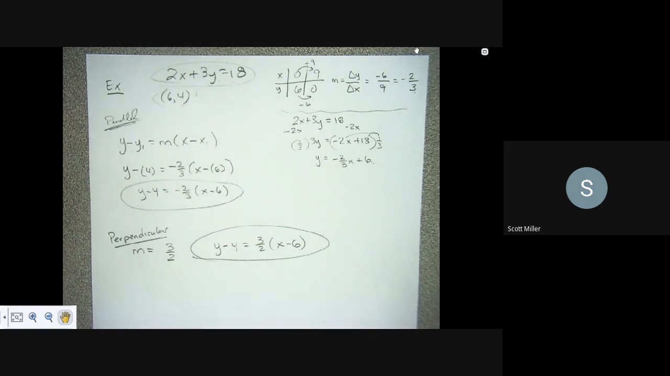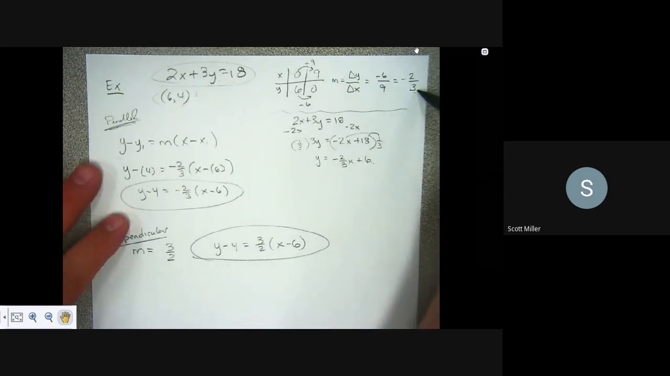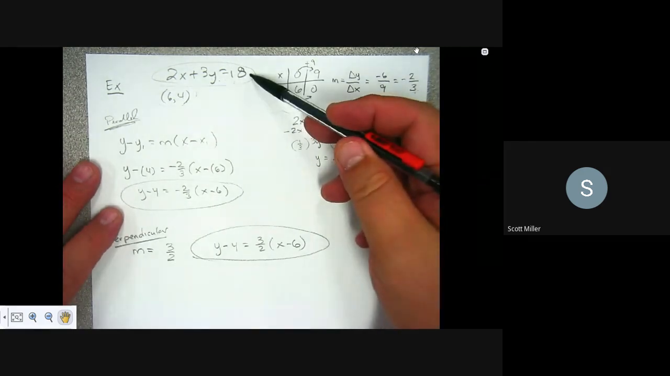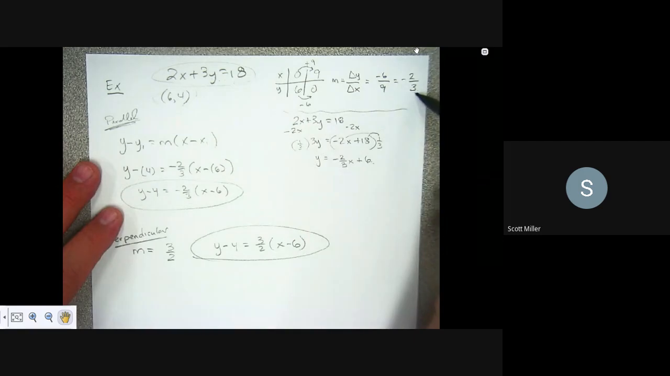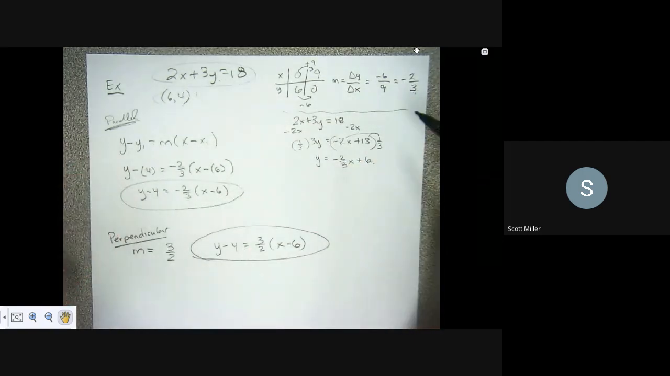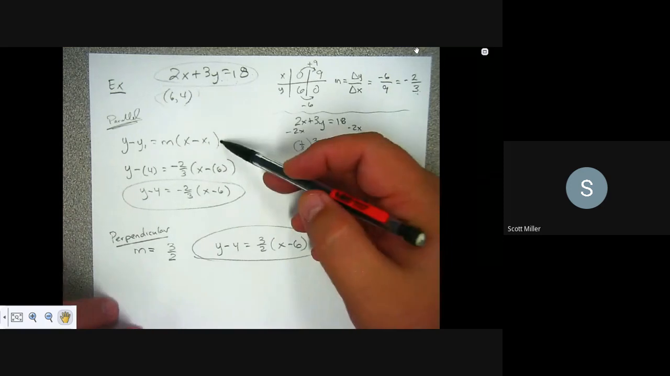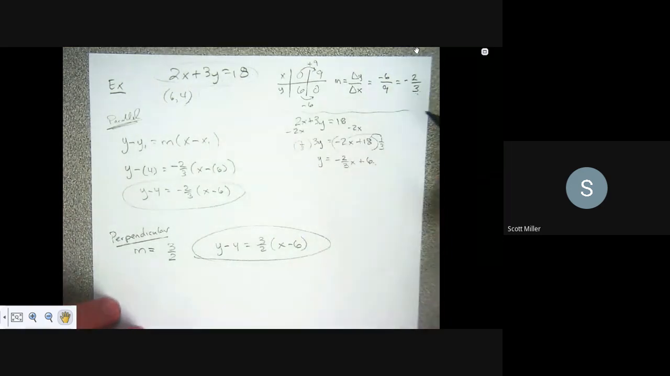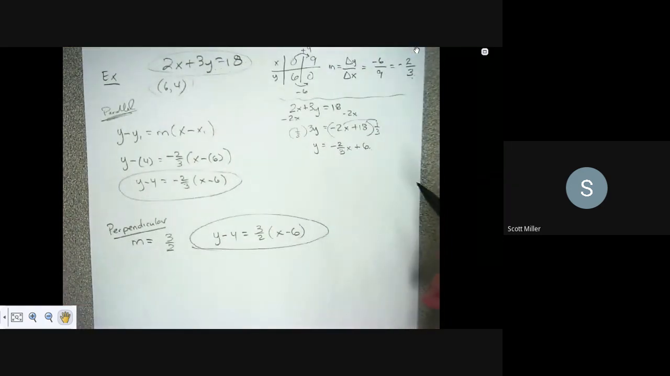So whichever way you do it, you have to find the slope of the line given, and then if it's parallel, you use that slope, and if it's perpendicular, you use the negative reciprocal of that slope in your point-slope formula. This is what they're going to ask you to do in your homework. And there's a couple of examples on how you can do it.